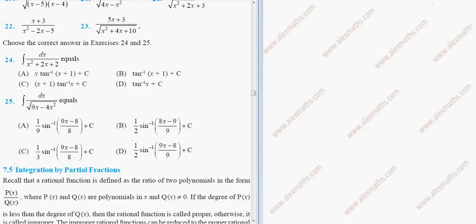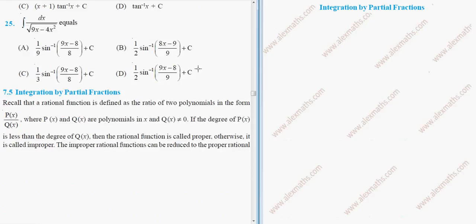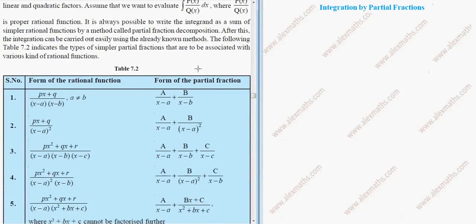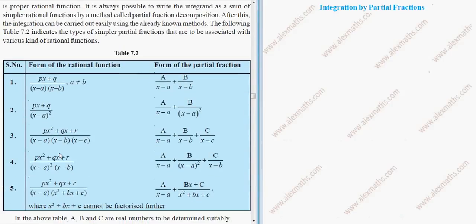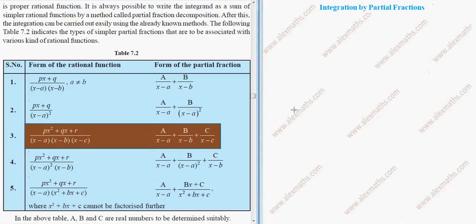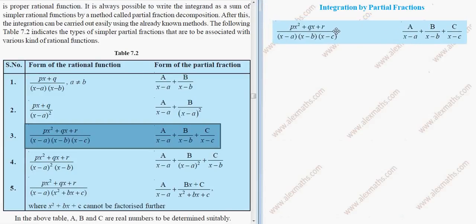Next type is integration by partial fractions. So for integration by partial fractions, we have 3 rules. You should know how to use the rule. If you know the rule, then this method is very simple. Here they have given the 5 rules actually, because the first rule and the third rule are the same. I'll take this as the first rule, that is when you have 3 different factors.